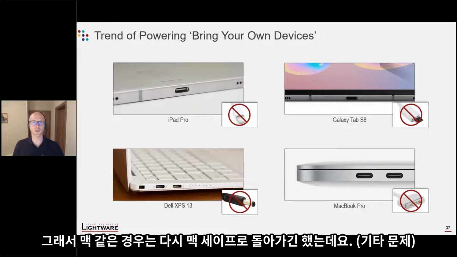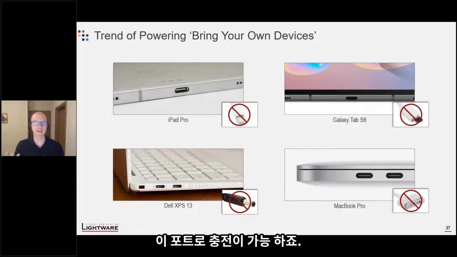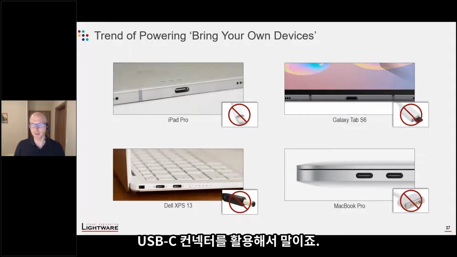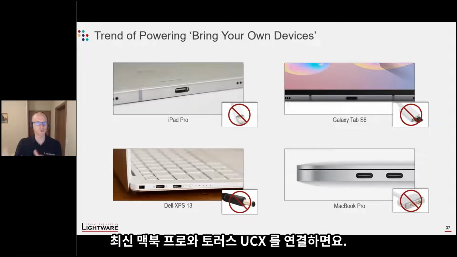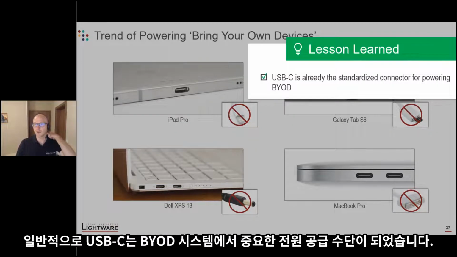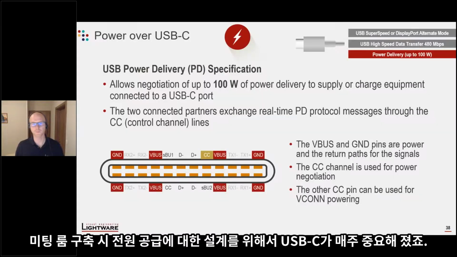Now with the newest generation of MacBook Pro, they brought back the MagSafe connector, but it also has USB-C ports, Thunderbolt ports, and the laptop can also accept charging through those ports. So you don't have to use the MagSafe. You can use the normal USB-C connector. So if you connect this newest generation of MacBook to Taurus UCX, charging will still work. You don't need the MagSafe connector. So USB-C is already the standardized connector for powering BYOD. So from a powering perspective, yes, USB-C has the potential to take over in meeting rooms.